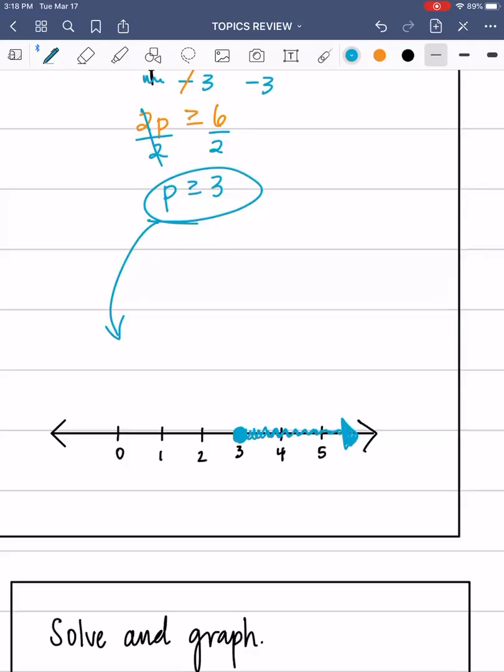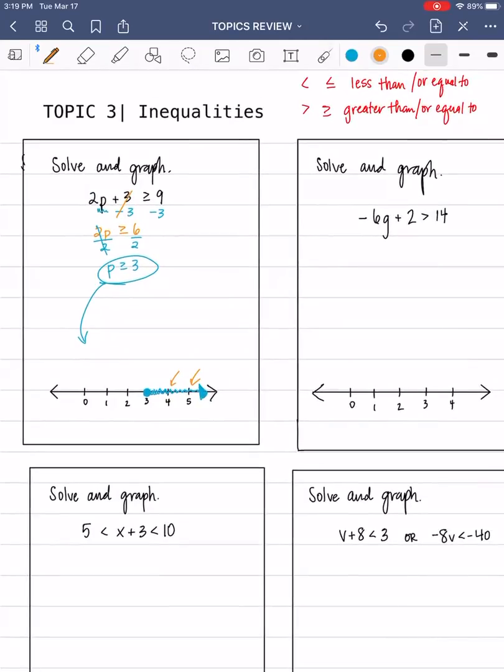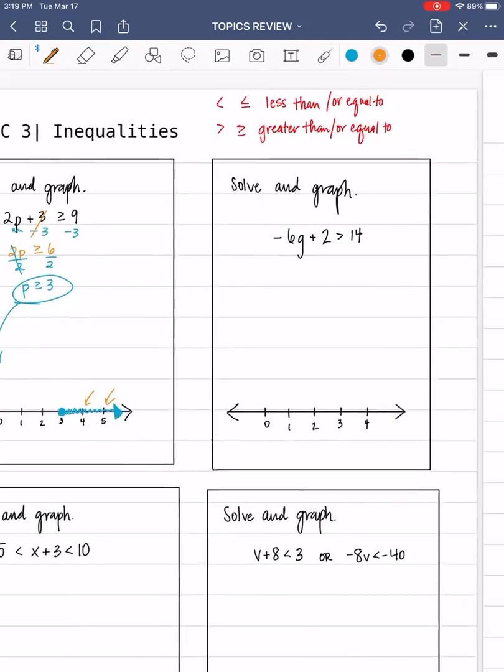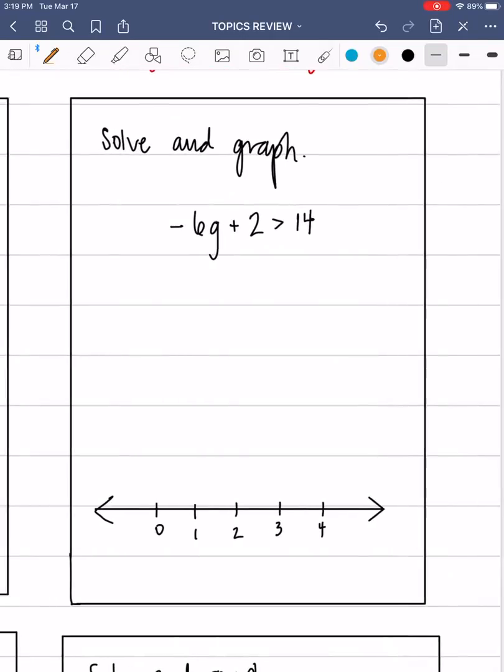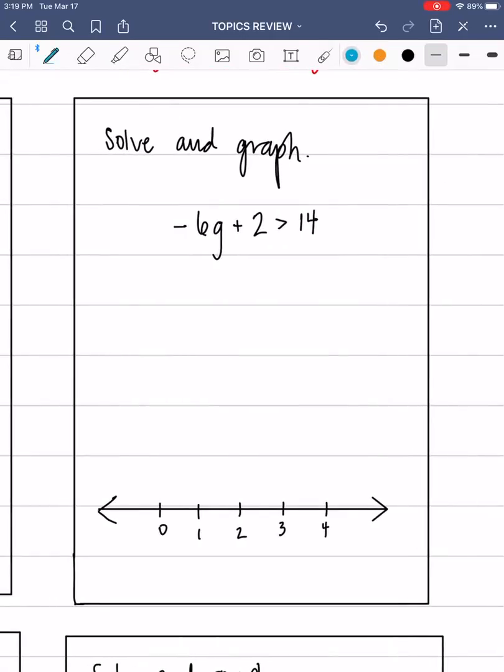Nice. This is a graph of p is greater than or equal to 3. All the numbers on this side, for instance, here's 4. 4 is bigger than or equal to 3. And 5 is bigger than or equal to 3. So that's our graph of all the numbers that are greater than or equal to 3. All right, solve and graph. You might remember there's one little trick we have to watch out for when we're doing inequalities that we don't have to worry about with equations.